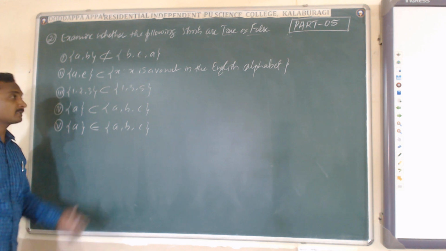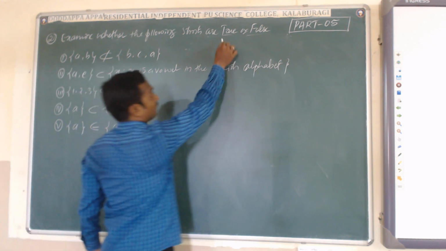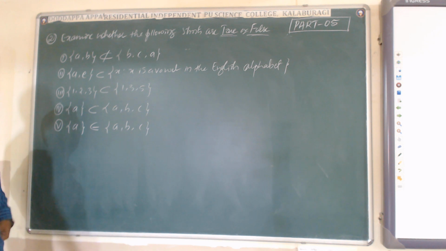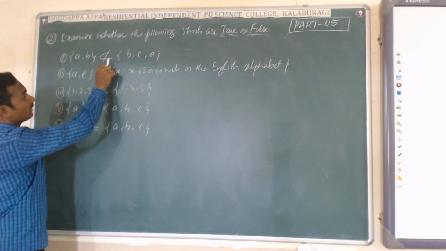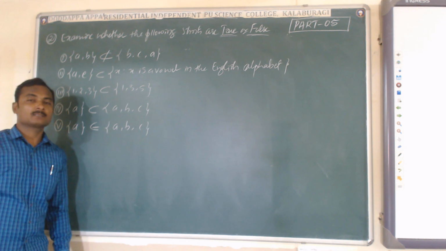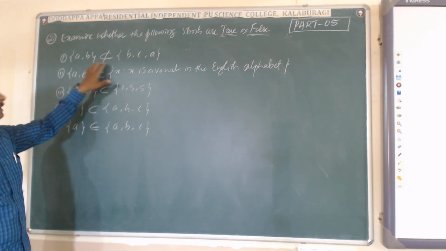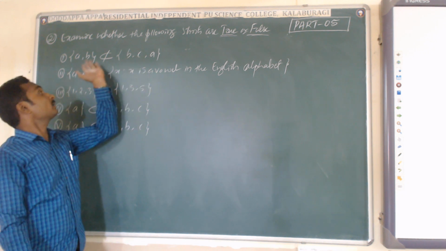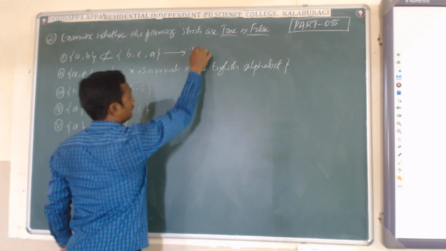Okay students, the next example is: examine whether the following statements are true or false. We have to check whether they are true or false, right? Given the set which contains A, B is not a subset of the set B, C, A. Whether it is true or false? What he is telling is that the set which contains A, B is not a subset of the set which contains B, C, A. It means definitely, false.